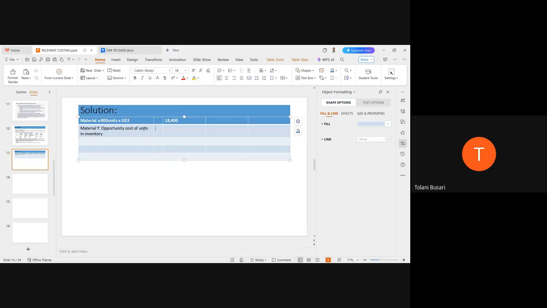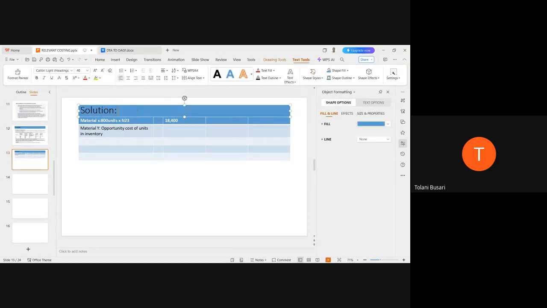So let me start. What would be the heading? The question is: calculate the total relevant cost of the materials for this job for the customer. Solution, relevant cost.